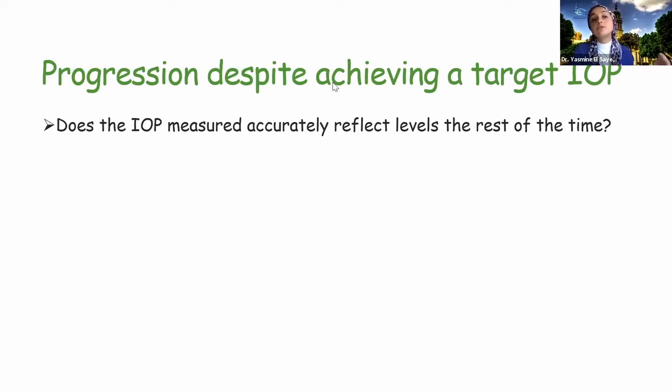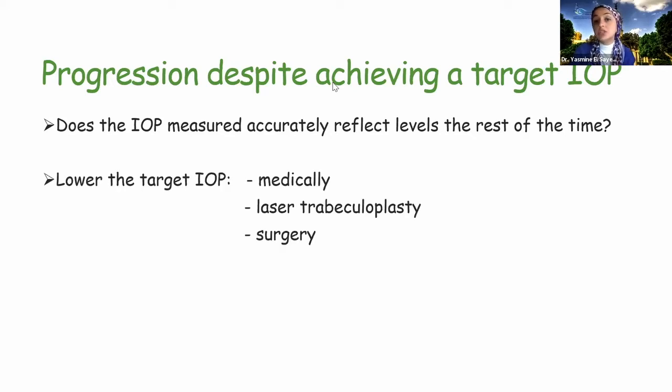And on the other hand, conversely, if you find that there is progression despite achieving your target pressure, first of all, of course, you need to exclude compliance issues, you need to exclude fluctuations in IOP, phase your patient, but then you need to reconsider setting a lower target by either adding medications, doing laser, or doing a surgery.